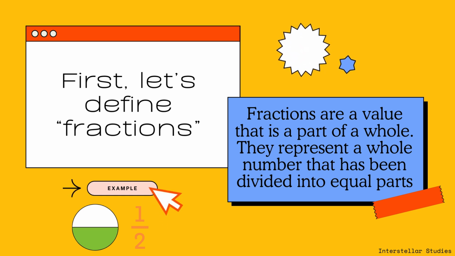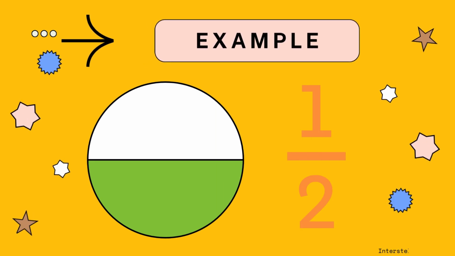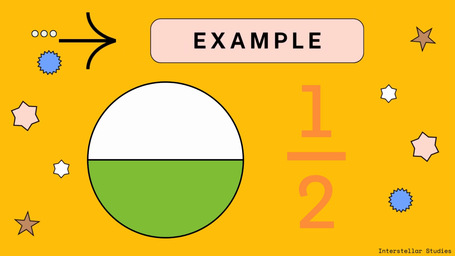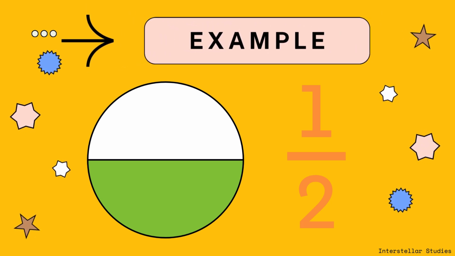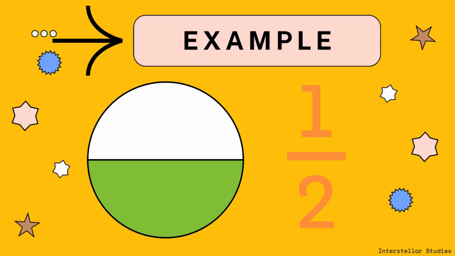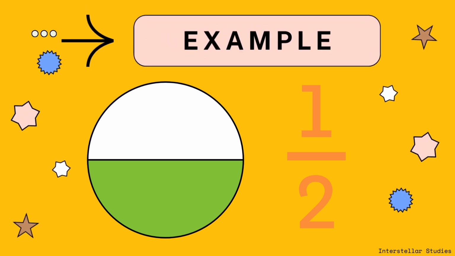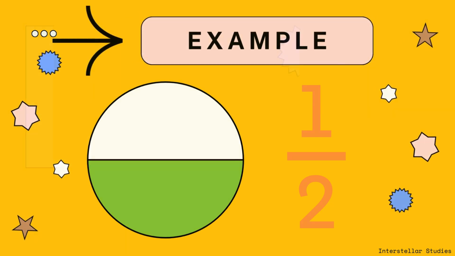Let's look at an example. So, here's our example. The fraction is 1/2, or 1/2. I know that it just looks like a 1 and then a line and then a 2, but that's a fraction. The circle beside it is a representation of this fraction.